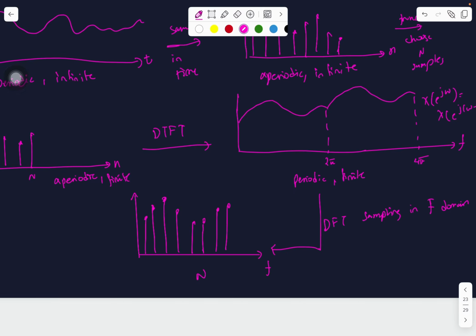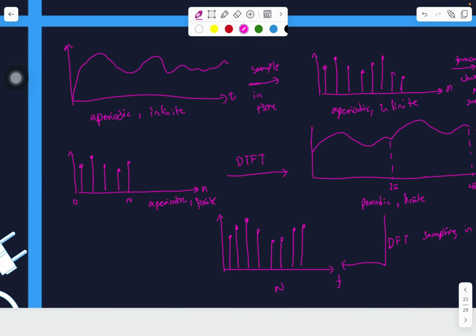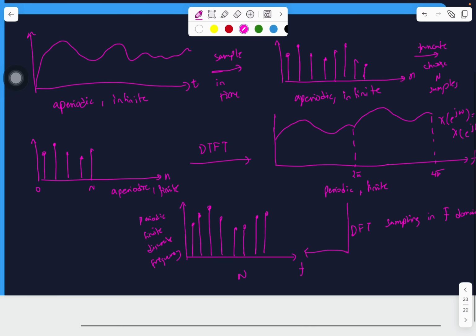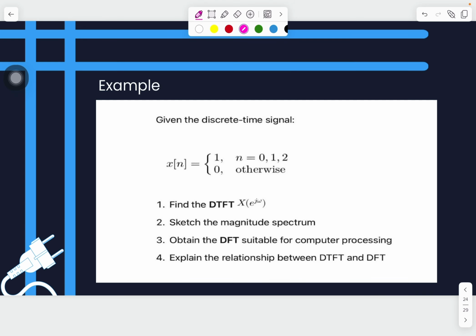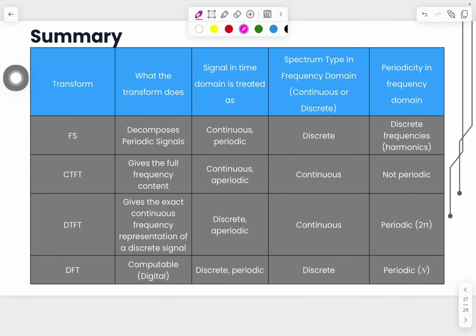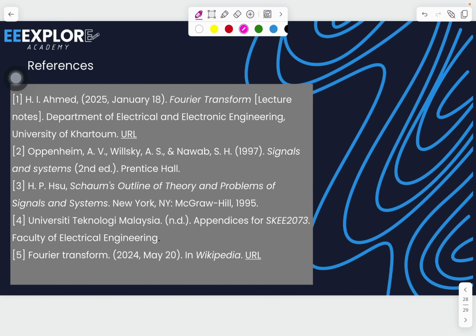So finally we have the signal we want, which is periodic, finite, discrete, and in the frequency domain. This is why it's important to use the DTFT and DFT. This is another example, but I don't think we have enough time to do it, so I will attach the solution with a slide. And that's all. This is a summary of everything we just discussed, and thank you for watching.